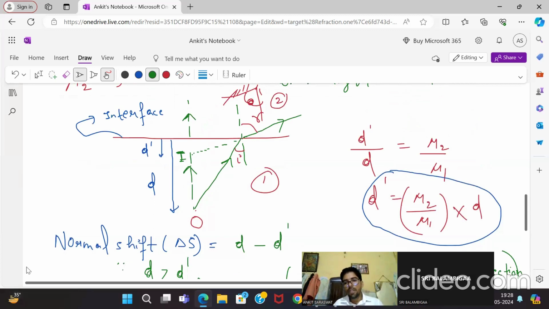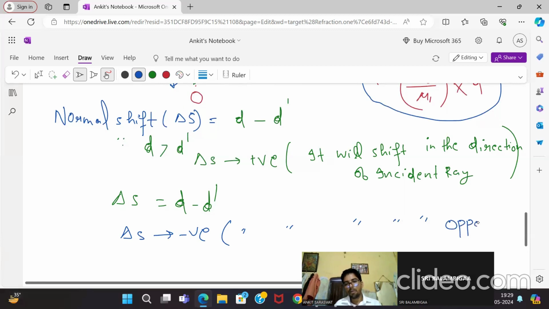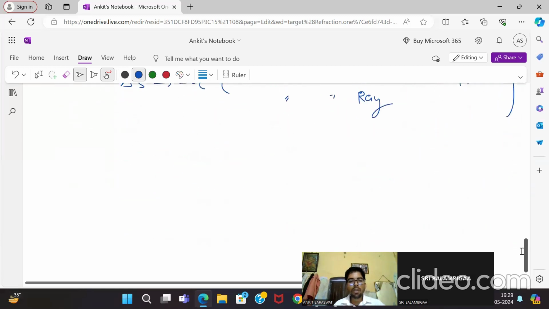Delta S is D minus D dash. If it comes out to be negative, it means it will shift in the opposite direction of the incident ray. Is it clear? Any doubt? What is the meaning of this? Why negative? I can give one example.